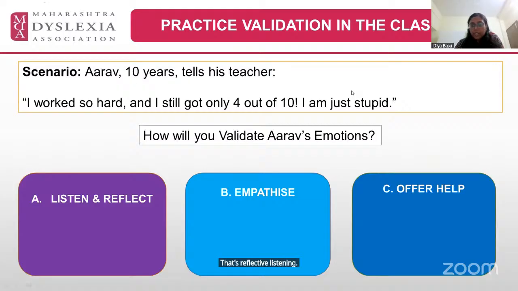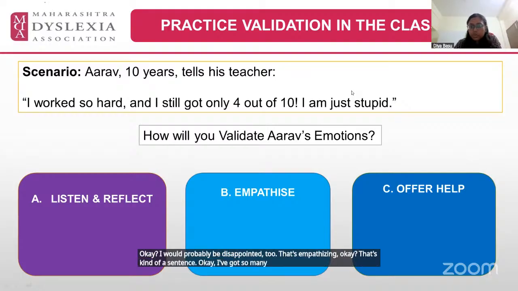Now, Shabnam: I can understand what you are feeling right now. Can we really understand what somebody is feeling at that moment? Probably you can contextualize it in a way that you could say something like, if I had worked hard as you did, I would probably be disappointed too. That's empathizing. Okay, that kind of a sentence. Okay, I've got so many responses. Let me go through them.